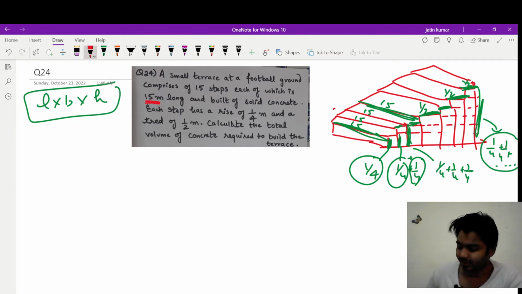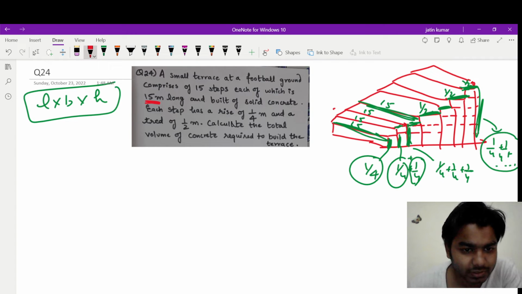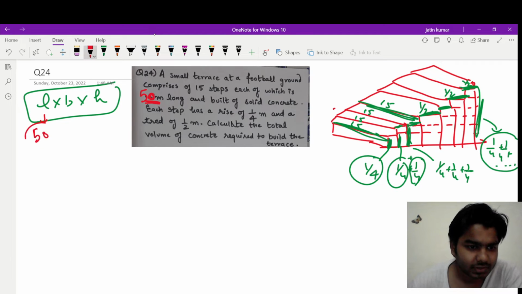It's 50 meters, I was feeling something was wrong. This length of 15, change it to 50. Again, the overall concept will remain the same. The value of length will get changed from 15 to 50.